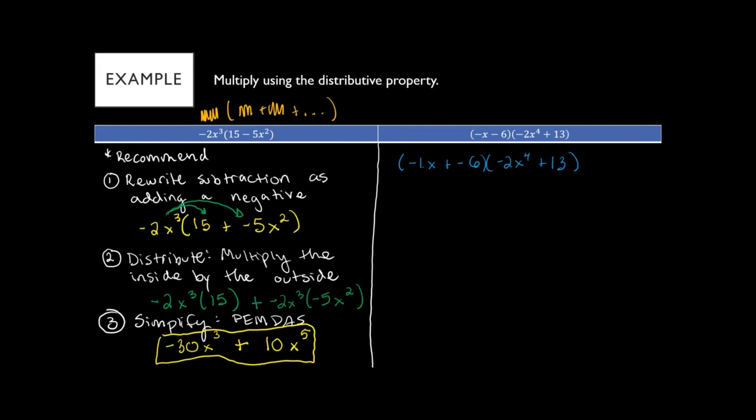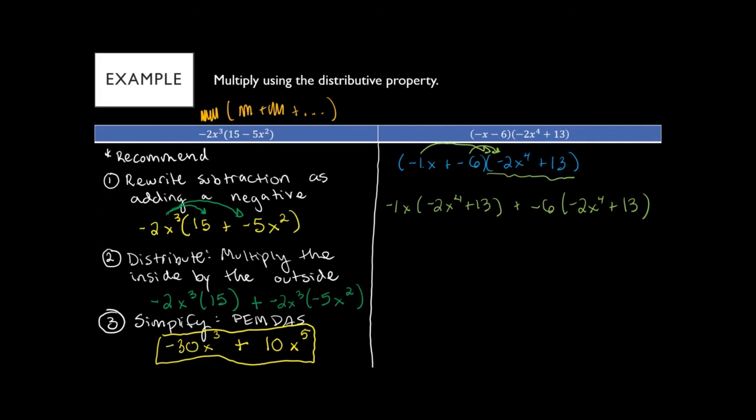So how the distributive property works in this situation is that your first term gets multiplied by everything, this whole thing. So we would have negative 1x times negative 2x to the 4th plus 13. And then the negative 6 gets multiplied by that whole thing. So it'd be negative 6 times negative 2x to the 4th plus 13. If you had more things in front, if there were 3 things in front, then you'd be multiplying 3 things by the second set of parentheses.